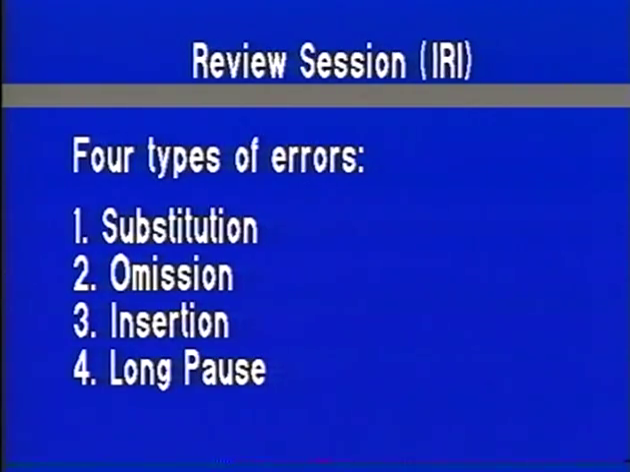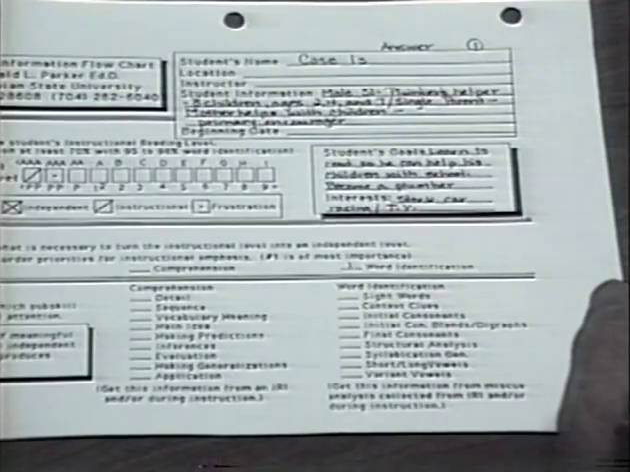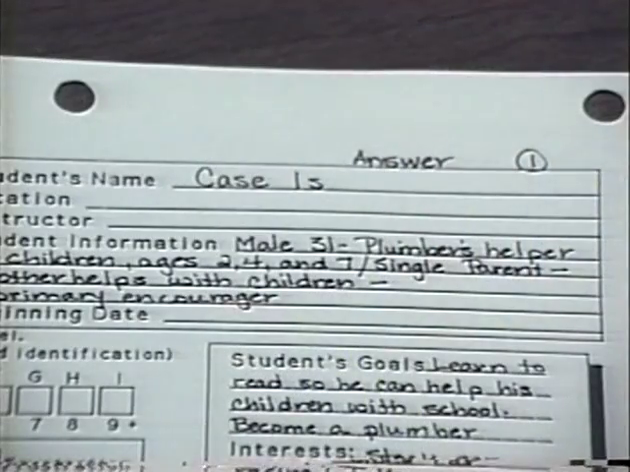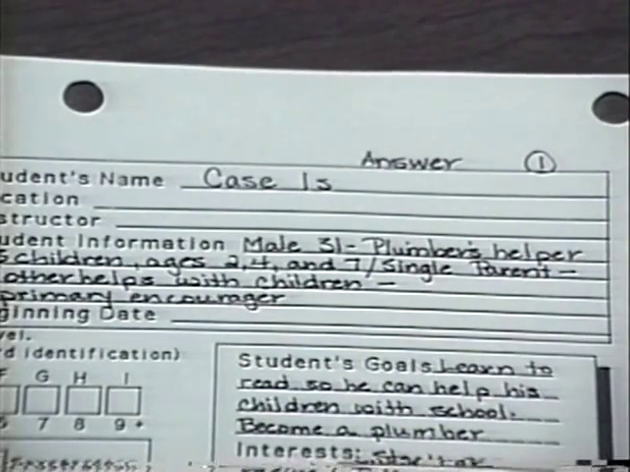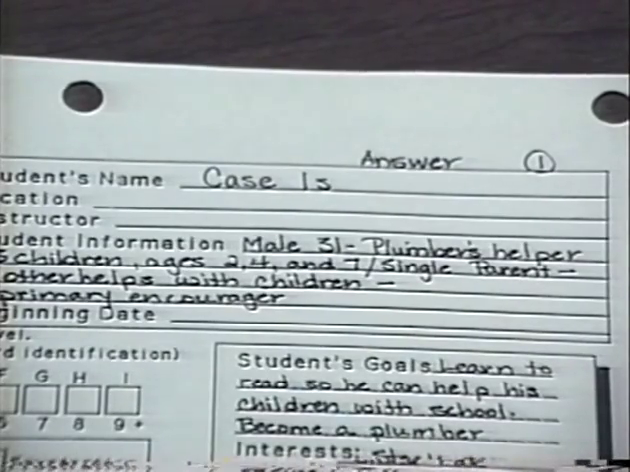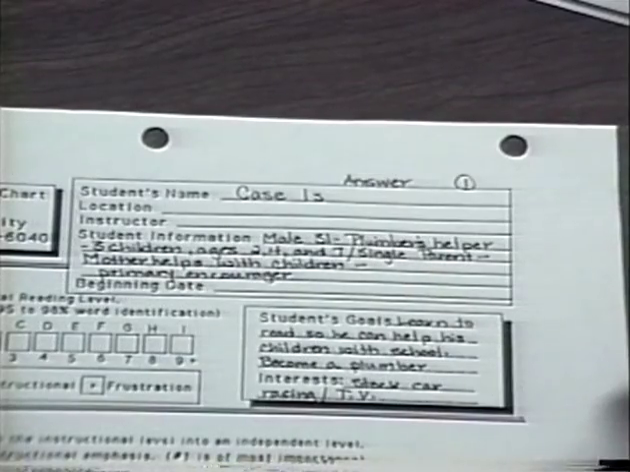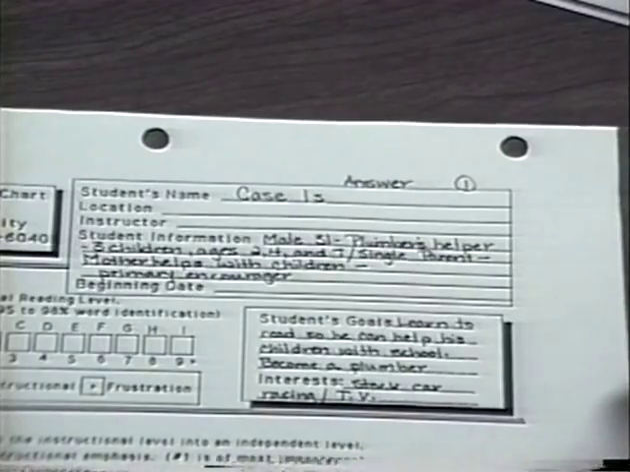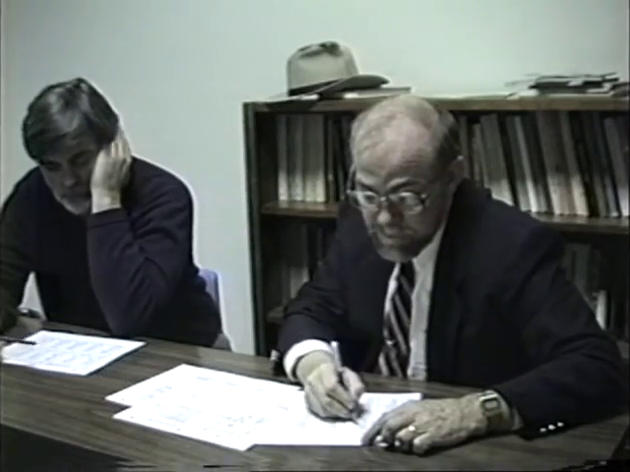Let's practice checking an informal reading inventory together. Our student's name is Jimmy. He's 31 years old and works as a plumber's helper. He is a single parent with 3 young children. His mother helps his children with their homework and also serves as his major encourager. However, it's his goal to learn how to read so he can help his children with their schoolwork. He would also like to become a plumber. His interests are stock car racing and TV.